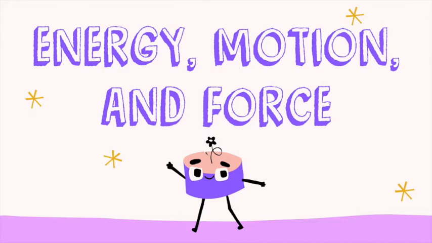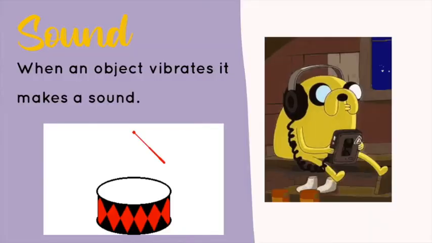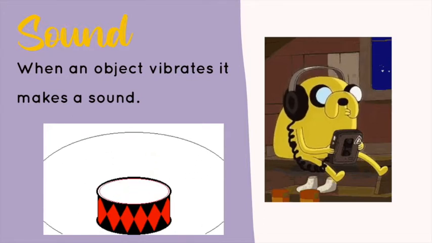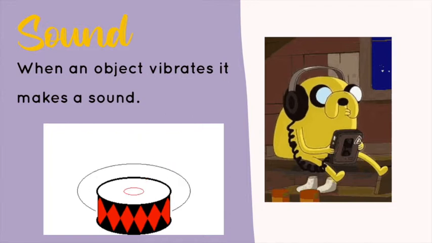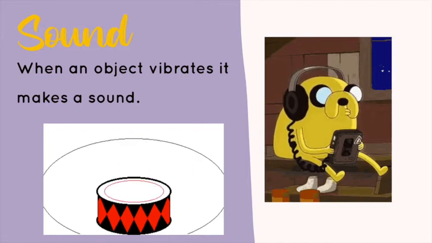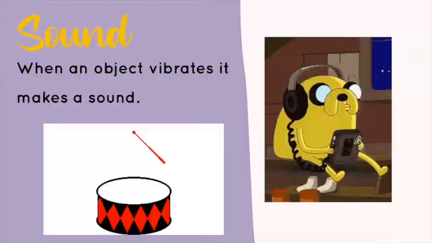Energy, motion, and force. When we talk about energy, we are going to see that there is one specific type that we call sound. When an object vibrates, it makes a sound. These vibrations are the result of the energy that we apply when we hit an object or a musical instrument, which are the principal example of this type of energy.